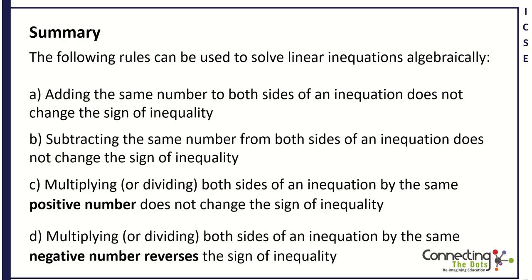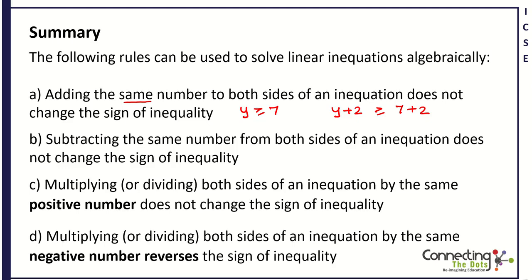We saw that adding the same number to both sides of the inequation does not change the sign of the inequality. What does that mean? If I have an inequation y is greater than or equal to 7, I can add the same number, let's say 2, to both sides, and the inequation does not change the sign. This is an example of the first rule.